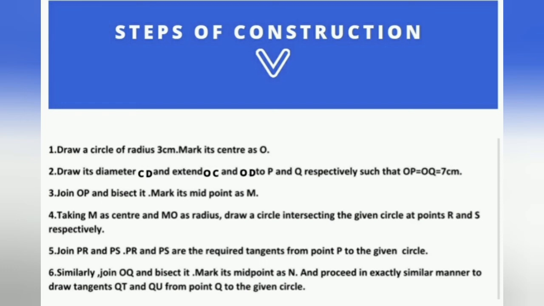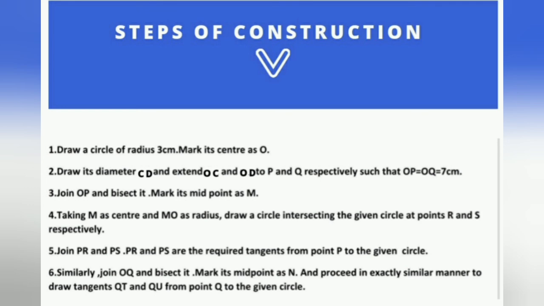Let us see the steps of construction now. The first step is to draw a circle of radius 3 centimeter, and mark its center as O. Draw its diameter CD and extend OC and OD to P and Q respectively such that OP is equal to OQ is equal to 7 centimeter. Join OP and bisect it. Here we are bisecting OP by drawing its perpendicular bisector. So we will mark its midpoint as M.